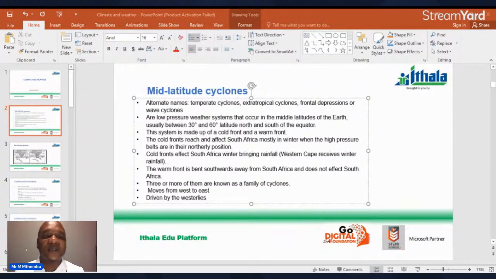How does a mid-latitude cyclone affect the country? So a mid-latitude cyclone brings more rainfall, which will increase the agricultural production, which will lead to more employment. An increase in agricultural production will lead to greater income to the area. And then also, because we have more water now, it will improve aesthetic appeal.